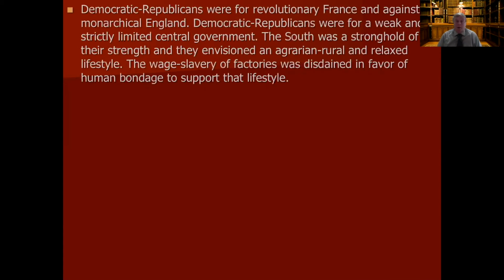Democratic Republicans, also called the Anti-Federalists in the beginning, were for revolutionary France and against the hated monarchical England. Democratic Republicans were for a weak and strictly limited central government. The South was a stronghold of their strength, and they envisioned an agrarian, rural, and relaxed lifestyle. The wage slavery of factories was disdained in favor of human bondage to support that lifestyle.